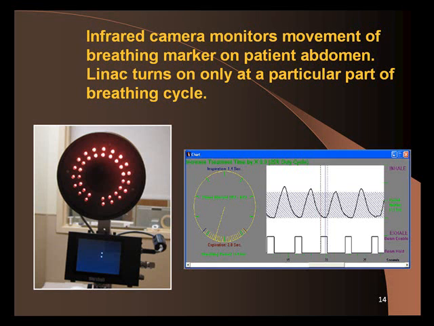And we set up our treatment fields. I need more colors. We set up our treatment fields to treat this thing.